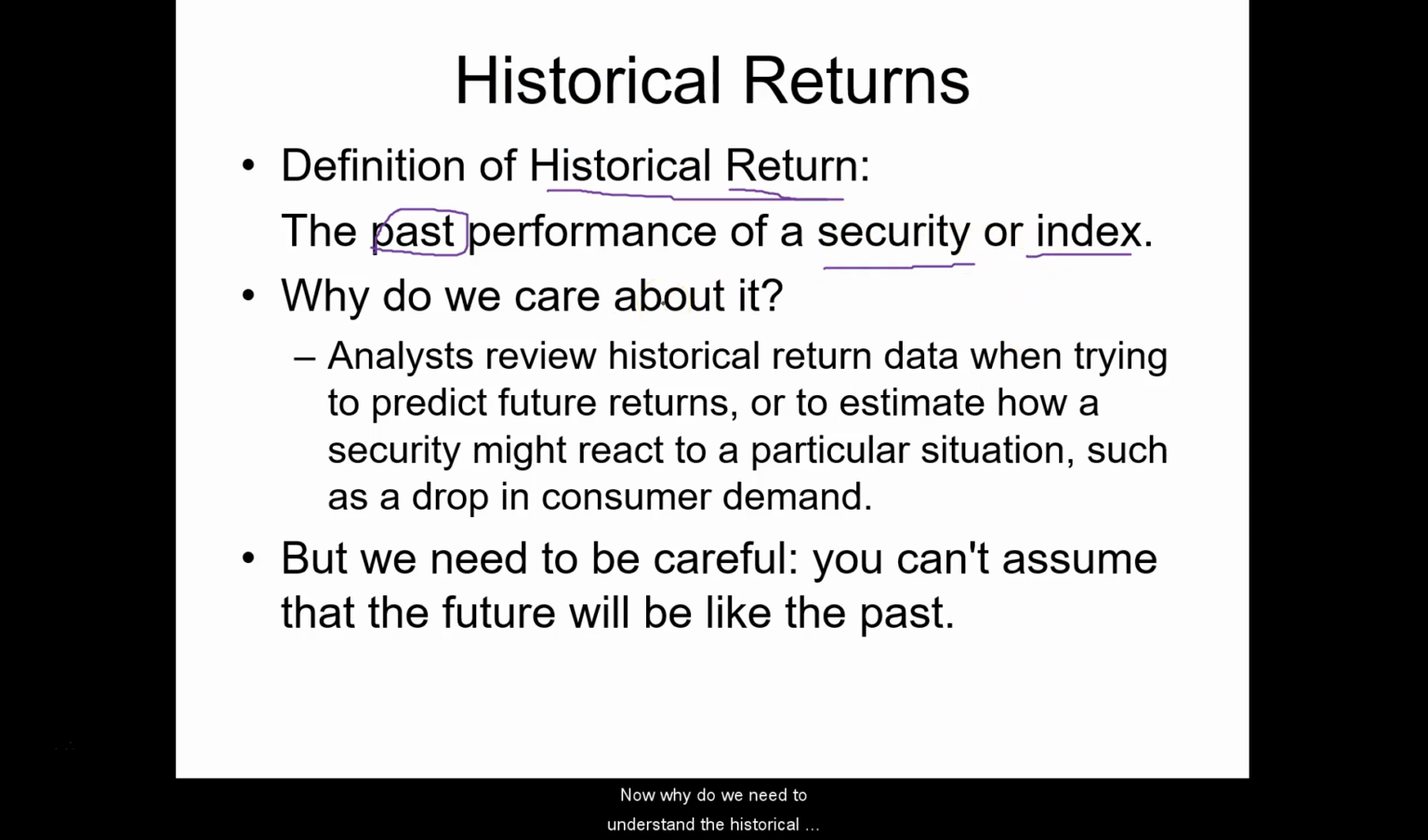Now, why do we need to understand the historical returns, or why do we care about it? Because the historical return, or say the past return data, can actually help us to get some idea about what could happen in the future and predict the future returns. Of course, history may not repeat in the future, and we can't assume that the future will be just like what happened in the past. But nevertheless, some understanding about what happened in the past may help us get a pretty good idea about what could happen in the future.